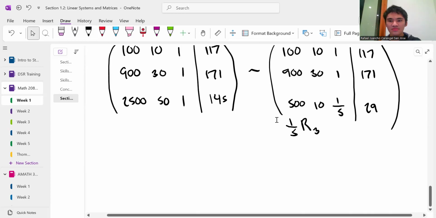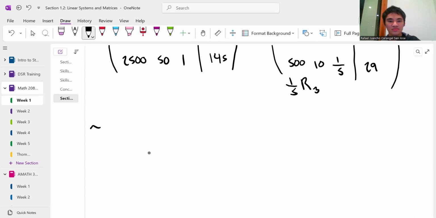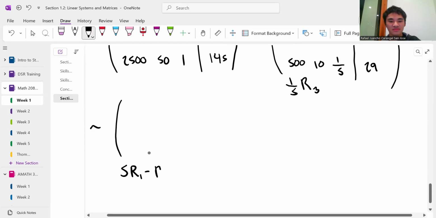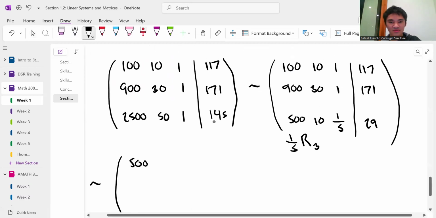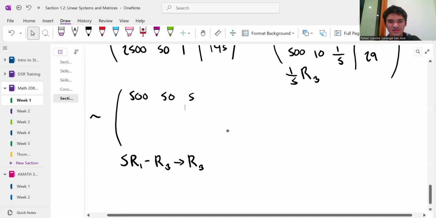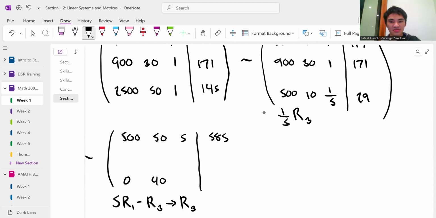Okay, what can I do now? I'm gonna multiply row 1 by 5 and subtract it to row 3. So what I'm gonna do, multiply row 1 by 5, subtract it to row 3, assign that difference to row 3. So I'm gonna say this is 500, 50, 5, 117 was that? 585. Okay, then I'm gonna subtract it. So this becomes 0, 40. 5 minus a fifth, 5, 25 minus 24 over 5. And then 29, 556. Keep these. 931.